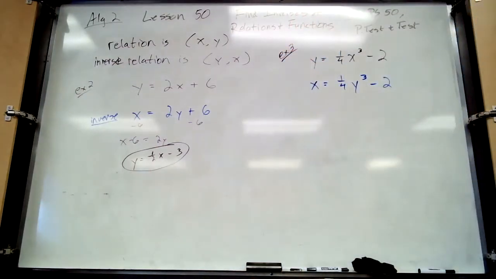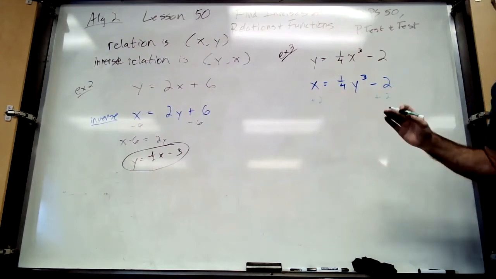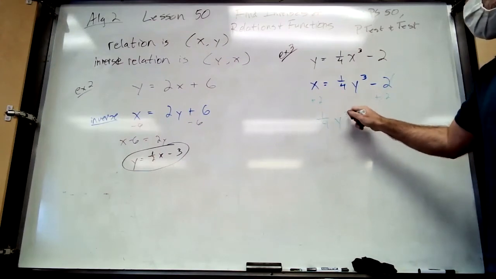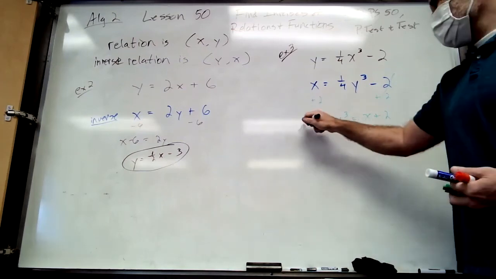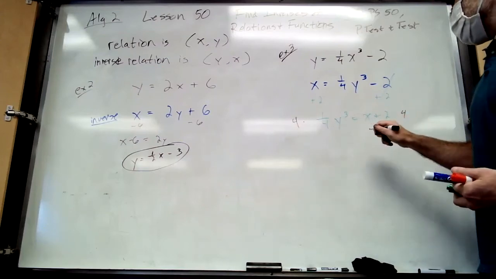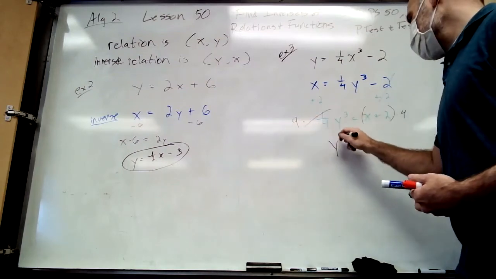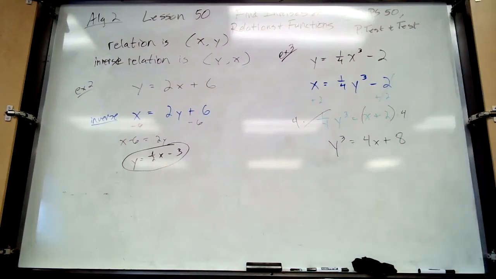What do you want to do first? Add 2 to both sides. At this point, I'm going to switch sides. That makes me feel better. 1/4 y cubed equals x plus 2. Everyone okay with that so far? Now what? Divide by 1/4, which is the same thing as multiplying by 4. So that whole thing by 4, remember, not just the 2 there. So then you get y cubed equals 4x plus 8. So far, so good.